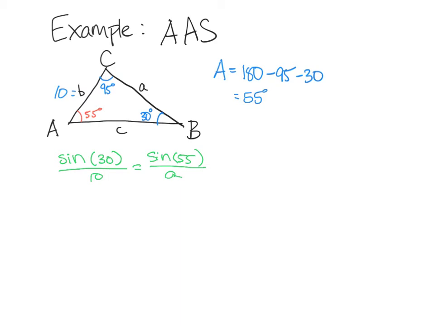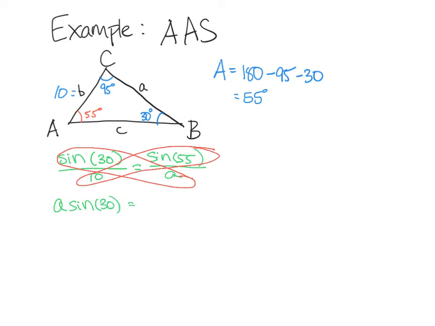So now I need to solve, do what I can. From here, I'm going to cross multiply, or use my butterfly method, if you will. I can do this because both these fractions are equal to each other. And that's going to give me my side length of A times sine of 30 is equal to 10 times sine of 55. Since A times sine of 30 is just a number, I'm going to divide both sides by sine of 30.